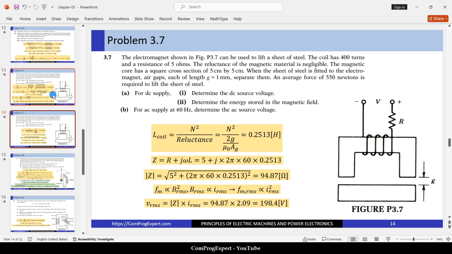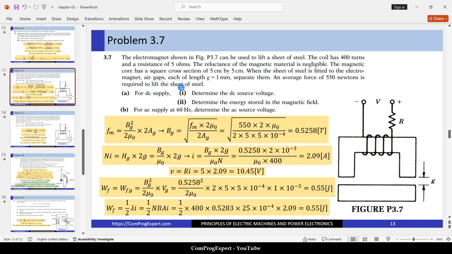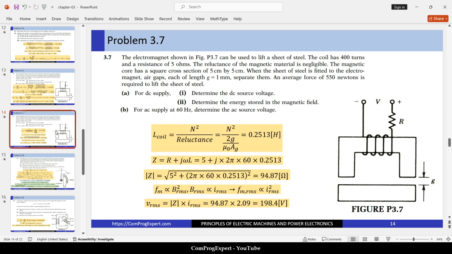Okay. So in part A, we used a DC voltage source. And if we want to use an AC voltage source, how much should be the RMS value of the source voltage if we are going to get the same amount of force applied on the load? So we need to have the same current. For the AC it is RMS, for the DC it is the DC one.